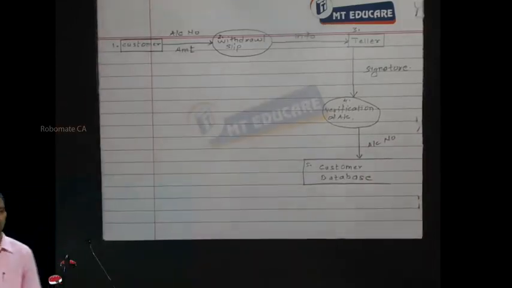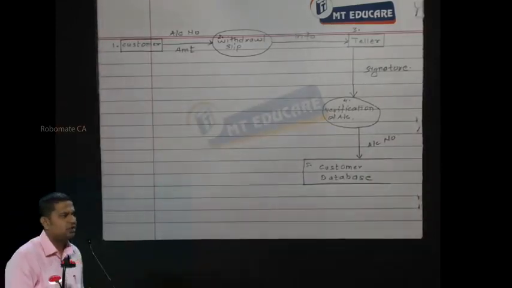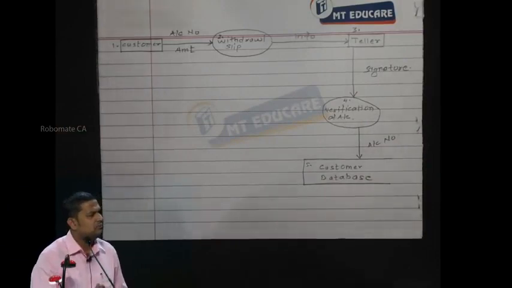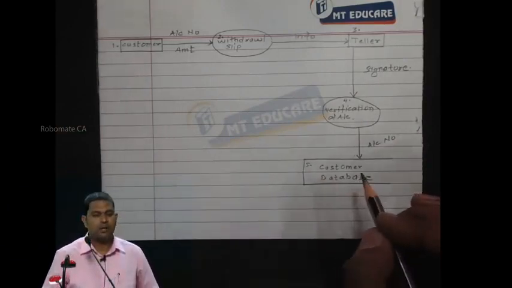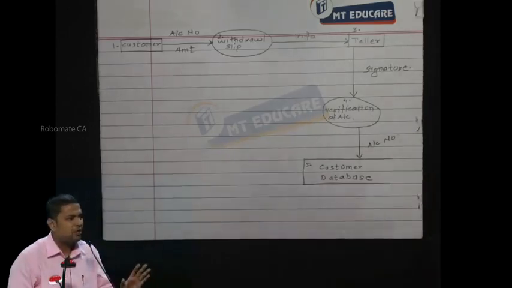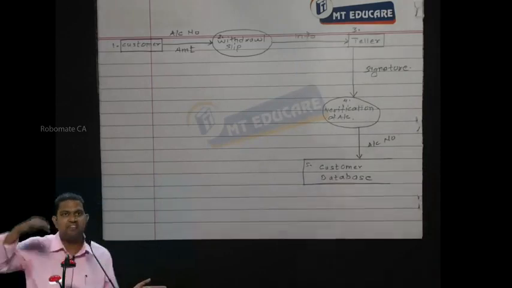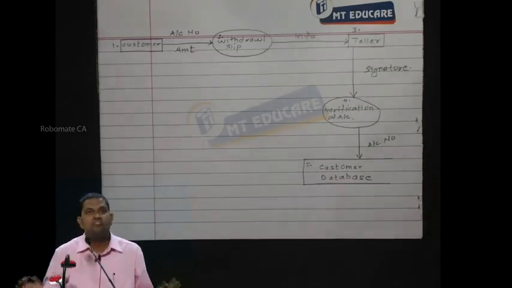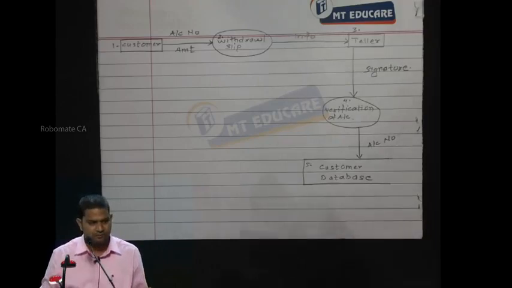Is it fine? Listen. If the account number is missing, straight away there will be an exit. But I am not talking about invalid transactions. That's a different story. If, then, else, all these things will come. We are talking about a valid process.